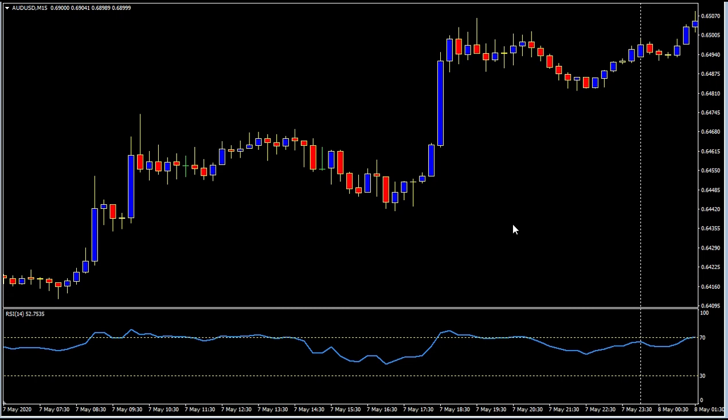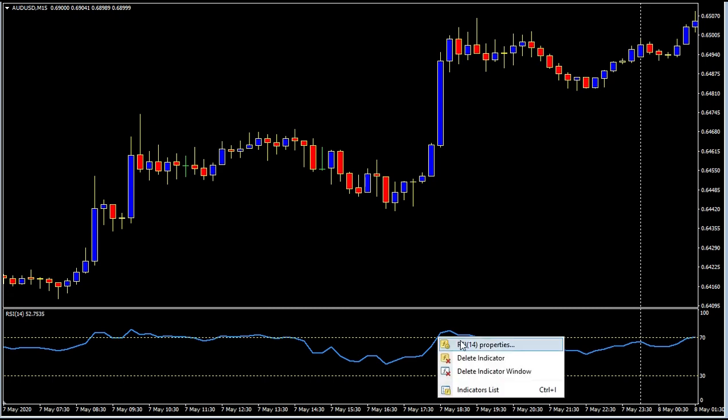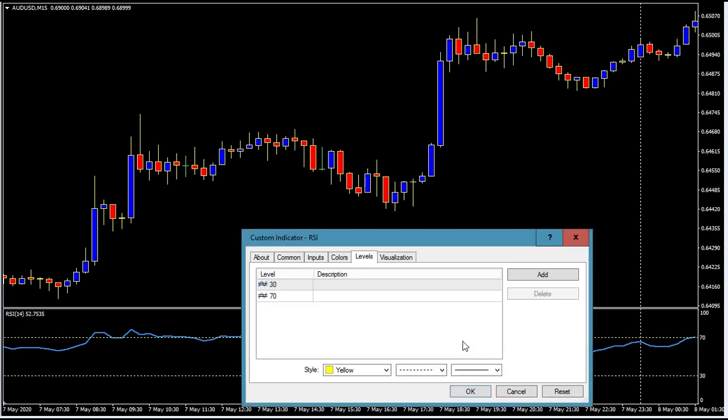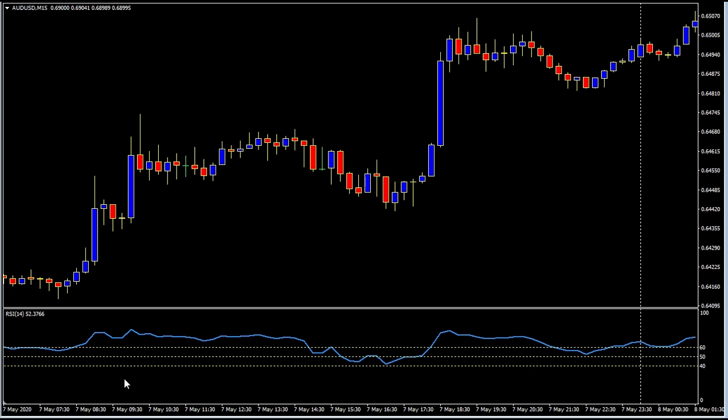So here we go. First of all, we go to the properties and we change the levels. We make it level 40. Then we make it level 50 and we add one more level 60 and then say okay. There you are. See, these are the levels.